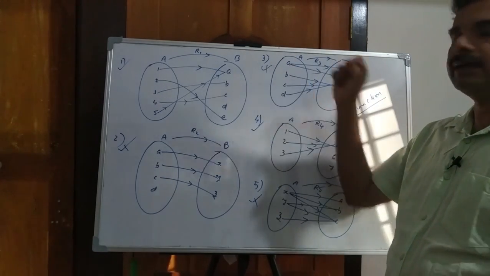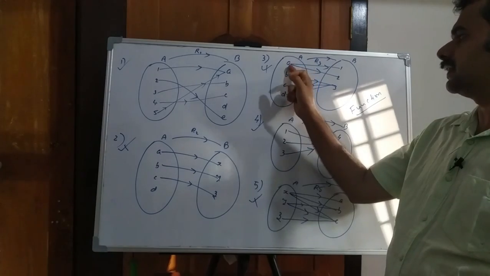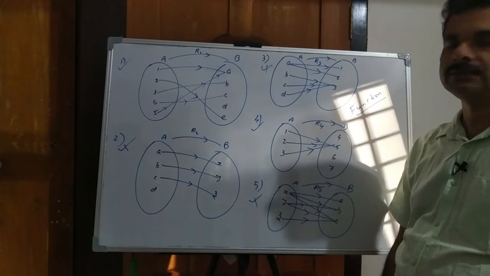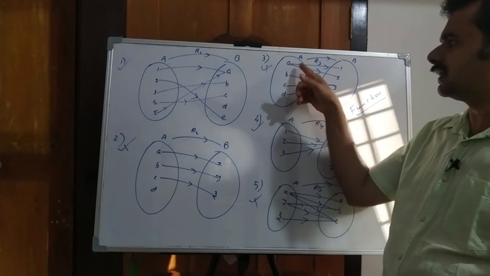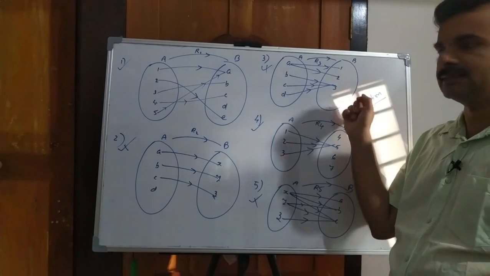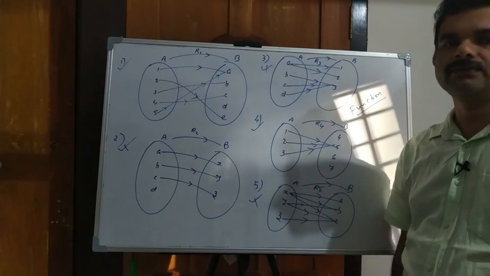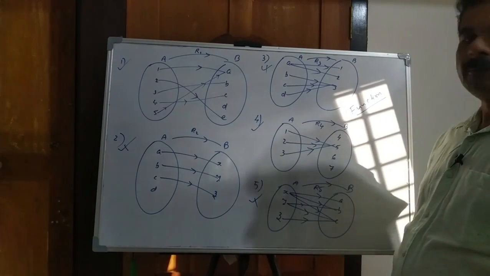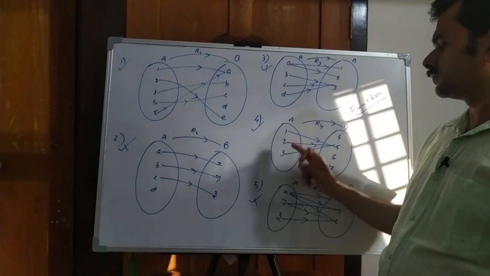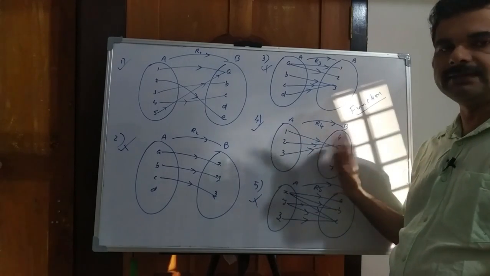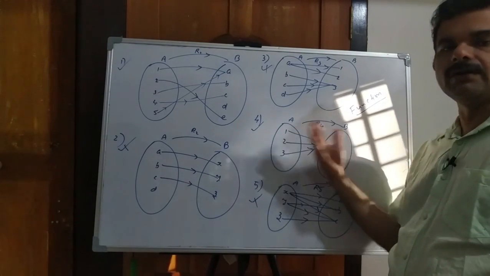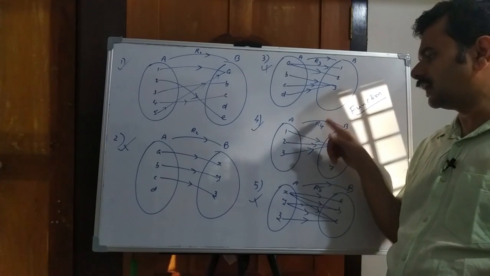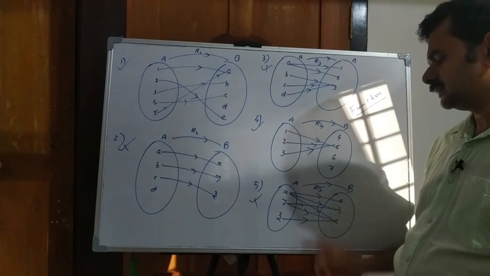Here R3 is not a function because what? A has more than one images. All elements are connected, but A has more than one images. Therefore, R3 is not a function. Similarly, R4: 1, 2, 3, every element has images and one and only one property is satisfied. Therefore, R4 is a function.